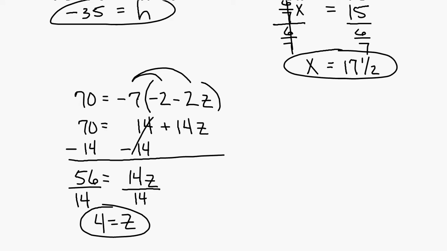All right, 4.7x plus 3.8 equals 13.2. This is a two-step equation with decimals.